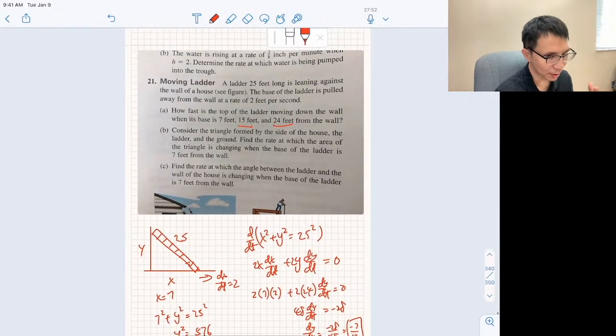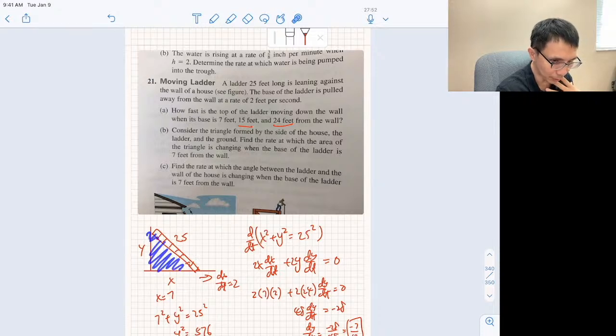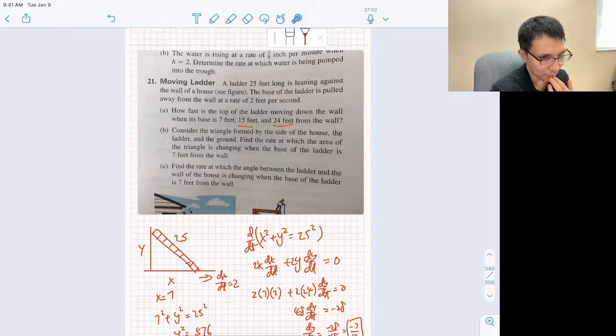They say consider the triangle formed. So this is the triangle that's formed between this, right? And they say the ladder and the ground, find the rate at which the area of the triangle is changing when the base of the ladder is 7 feet. So this still stays at 7. You don't need to find out 15 and 24. You just use 7.